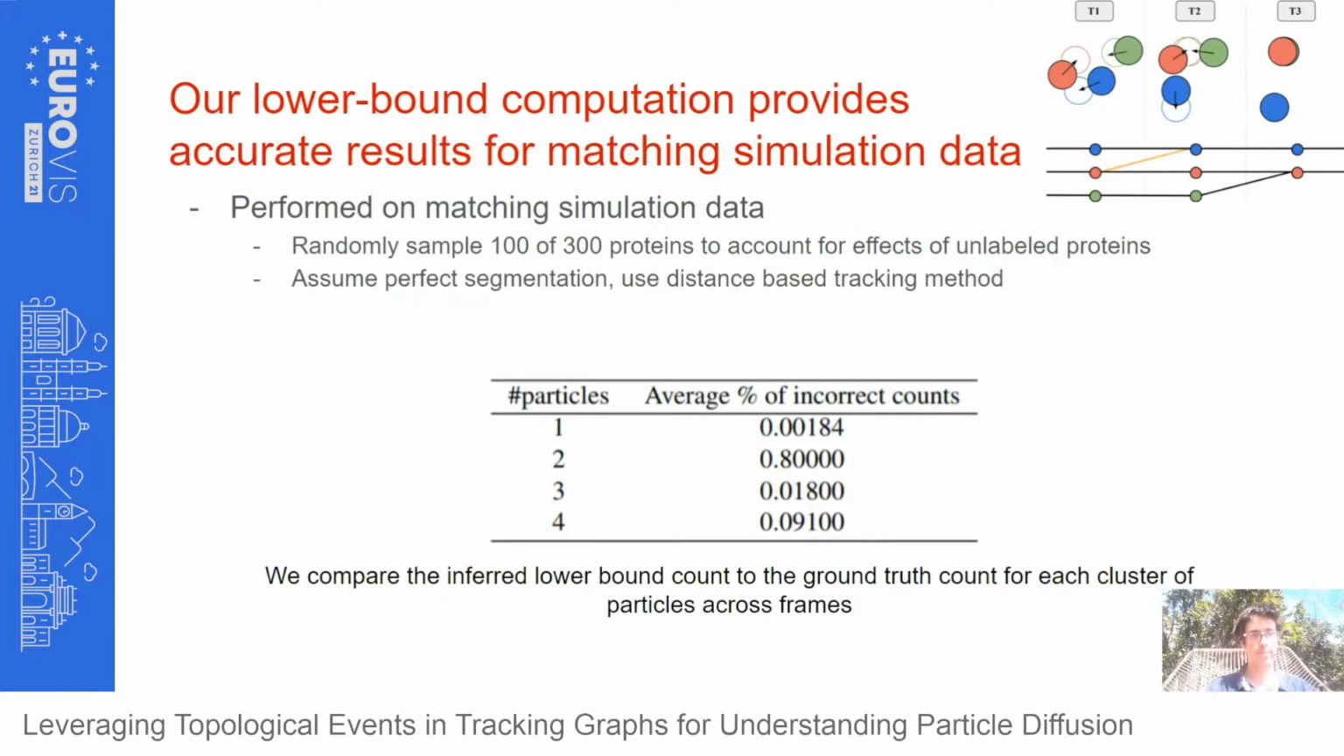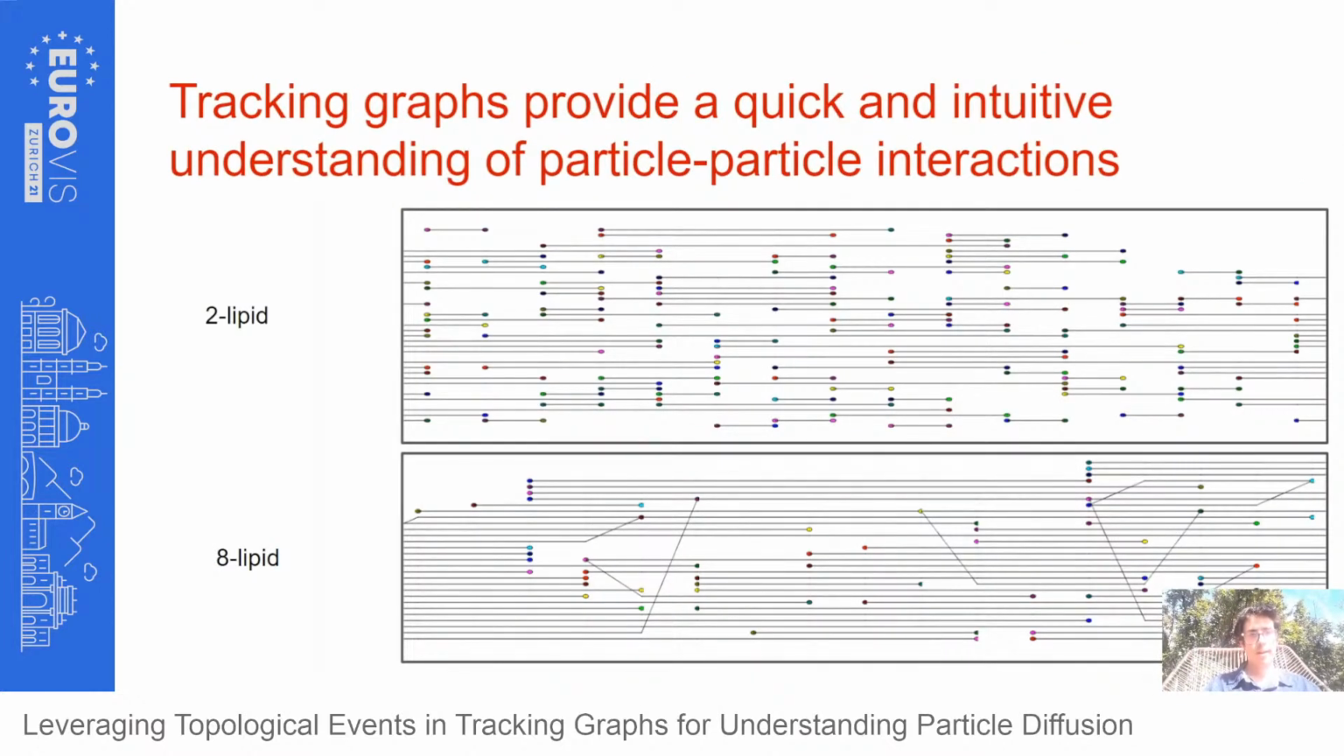We performed analysis on two separate real-world datasets produced by our collaborators. The first is with a membrane that only consists of two lipids, which is used as a baseline for comparison. This membrane lacks compounds that are known to possibly induce clustering, so we expect very few merge or split events, and this is reflected in the tracking graph.